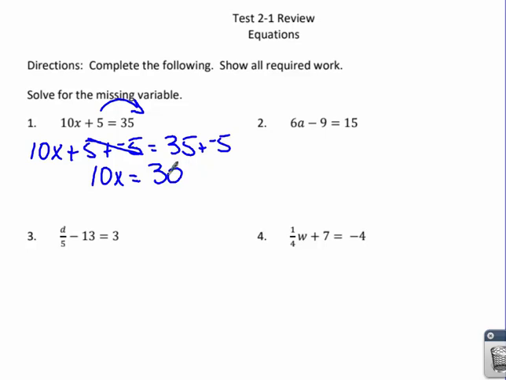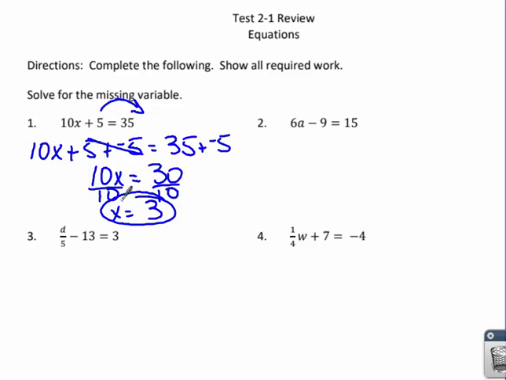Okay, so now, how do I get rid of a multiply by 10? We do a divide by 10, divide both sides by 10 there, and you end up with x is equal to 3. Now you could plug this back into the equation to see if it works. 10 times 3 gives us 30, plus 5 does give me 35. So x is equal to 3 is my final answer.